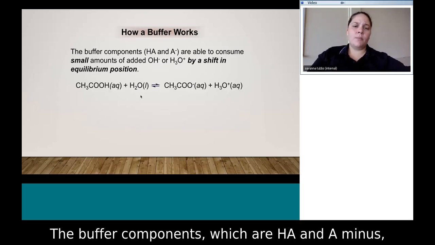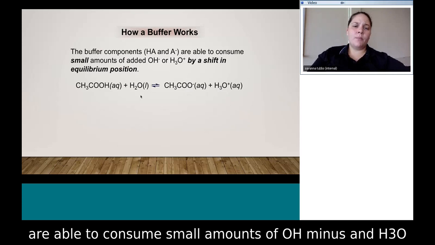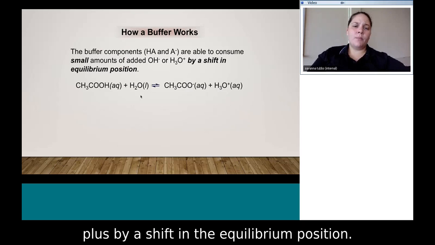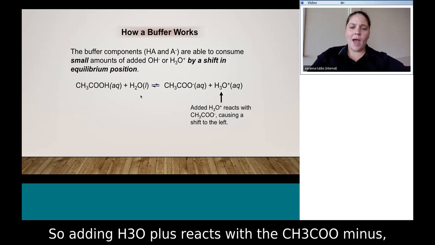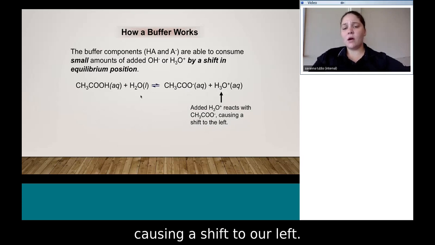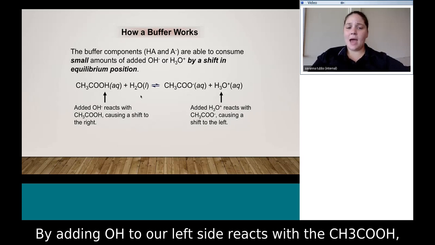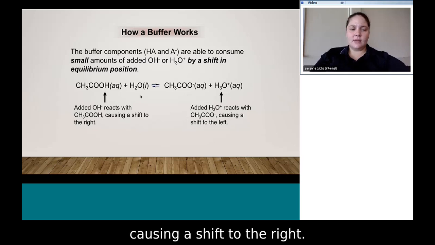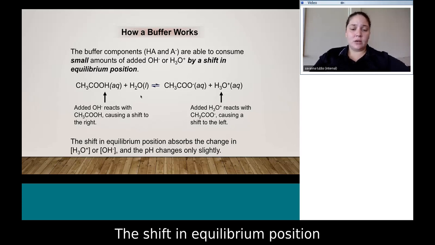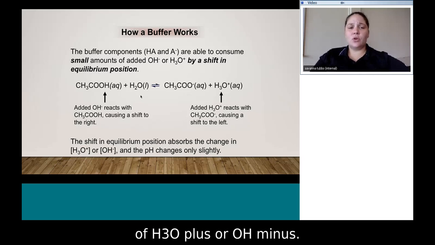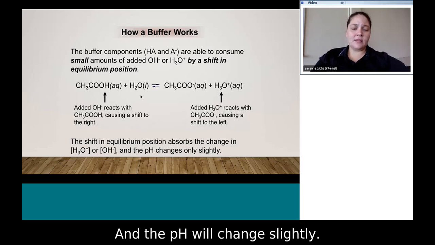The buffer components, which are HA and A-, are able to consume small amounts of OH- and H3O+ by a shift in the equilibrium position. So adding H3O+ reacts with the CH3COO-, causing a shift to our left. Adding OH- reacts with the CH3COOH, causing a shift to the right. The shift in equilibrium position absorbs the change in the concentration of H3O+ or OH-, and the pH will change only slightly.